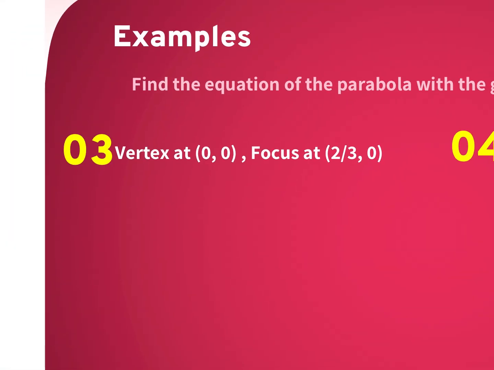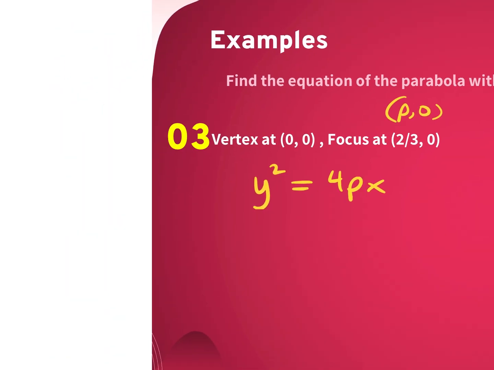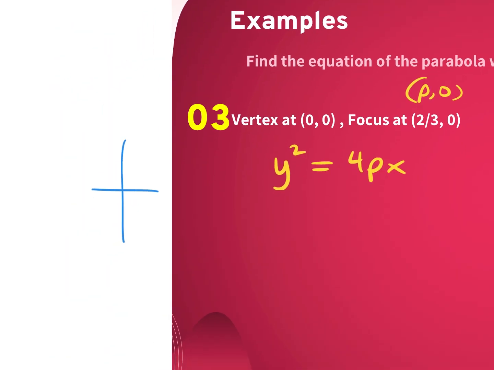So again, I'm going to give myself a visual, or if you remember, whenever the vertex is at 0, 0, this focus point, the p-value is in the non-squared variable spot. So this is going to be y squared equals 4px, because the 2/3 is in the x spot. But again, if you want to give yourself a little visual, vertex here is 0, 0. Focus is at 2/3, 0. So my focus is right here.